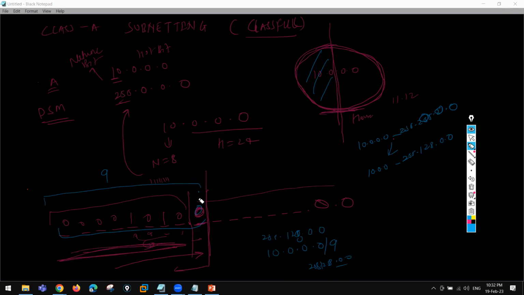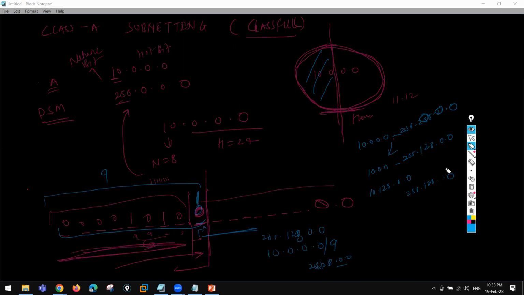And what would be the next subnet? We will change this 0 to 1. So what would be the next network? 10.128.0.0. This is the 128th place of the second octet. And then what would be the subnet mask? 255.128.0.0.